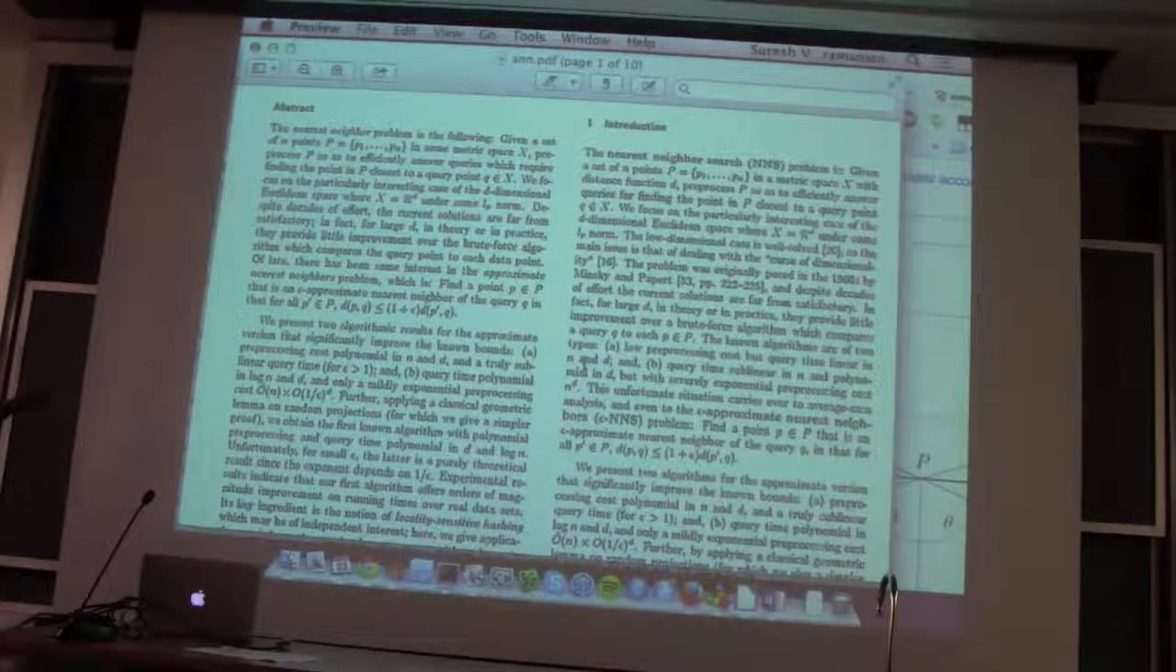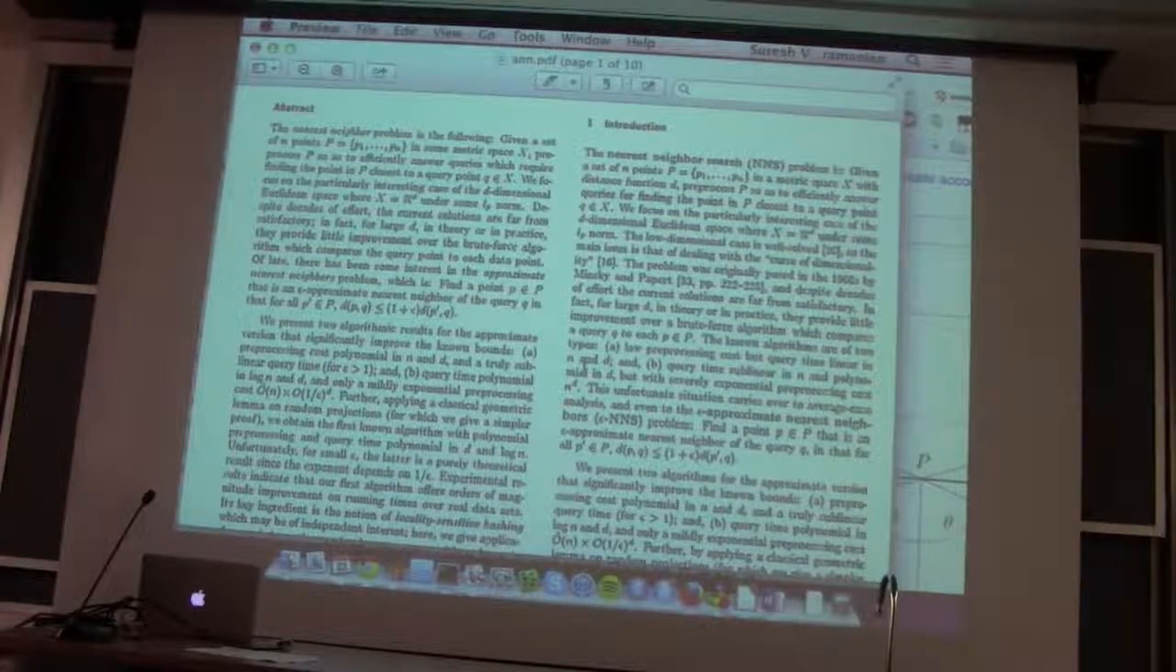Okay. So D(P, Q), that's a distance, some distance between P and Q, less than or equal to 1 plus epsilon times D(P prime, Q). It's a good guess, but P is the approximation. So what they're saying is that for all P prime, it's less than 1 plus epsilon. So epsilon is some number. Let's say epsilon is 1. So this is 2. So D(P, Q) is less than twice D(P prime, Q).